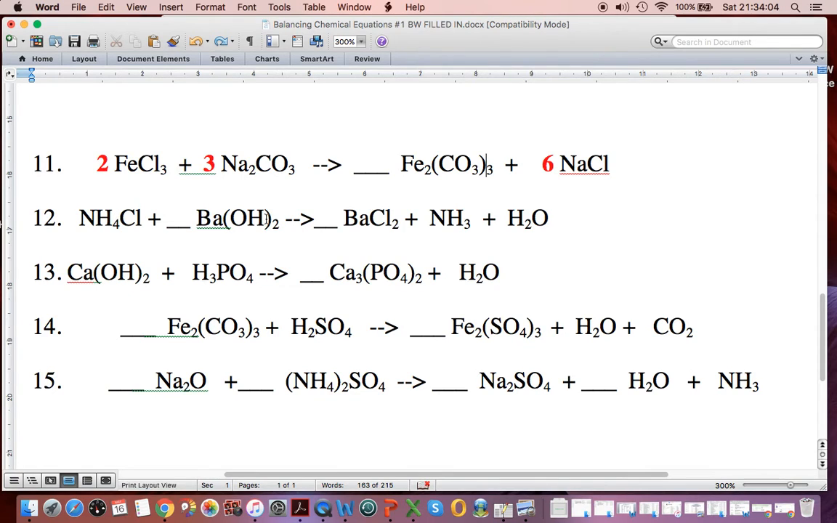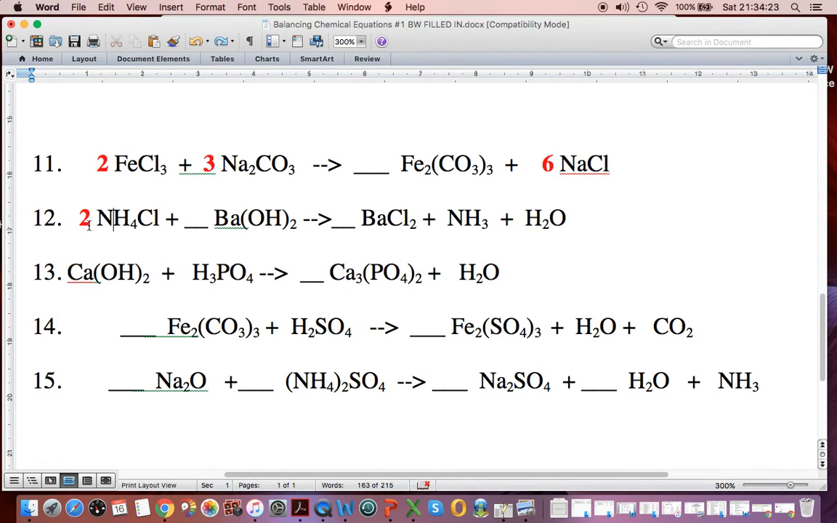This one's a real dog's breakfast. We have hydrogen in 1, 2, 3, 4 places, so we know we'll leave hydrogen until later. I look at the bariums, they're balanced. I look at the nitrogens, they're balanced. I look at the chlorines, oh, 1 there, 2 there, they're not. So I'm going to balance the chlorines.